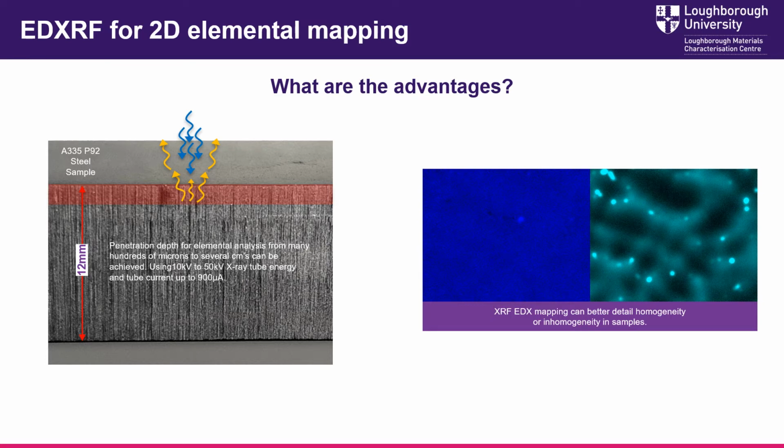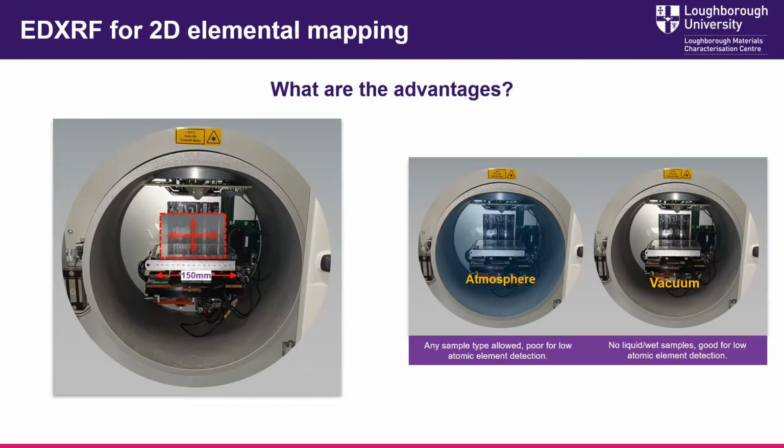XRF EDX mapping can better detail homogeneity or inhomogeneity in samples. Large bulky samples can be placed in the chamber and analysed. Samples can be either under vacuum or at atmosphere for analysis.